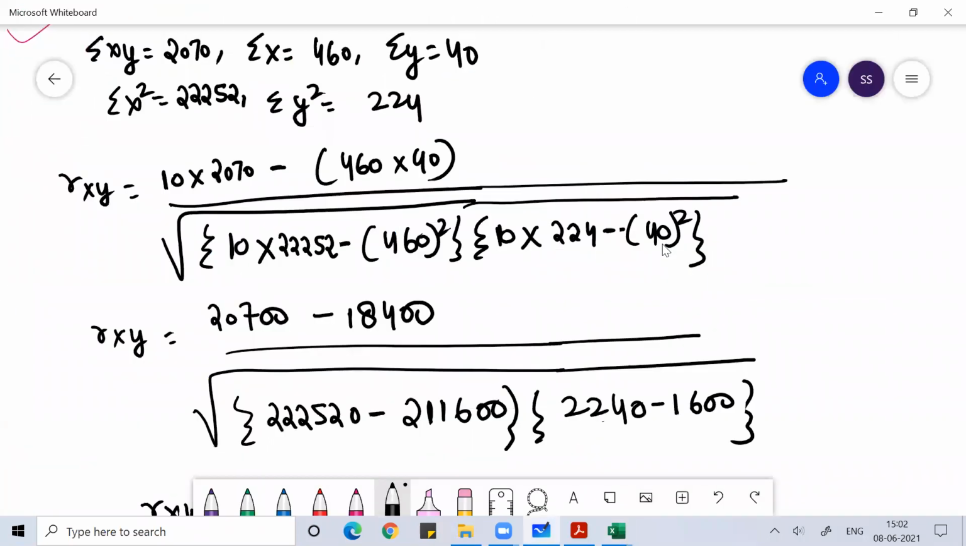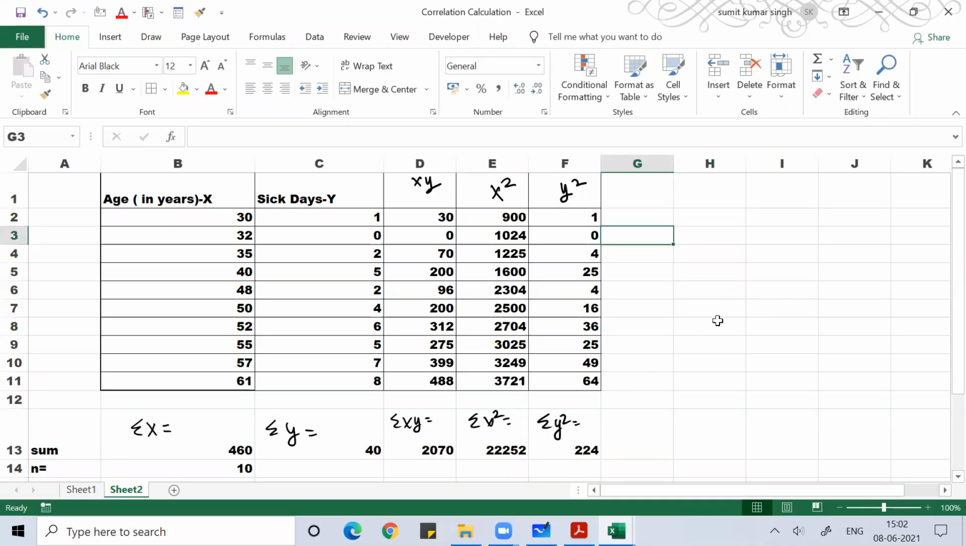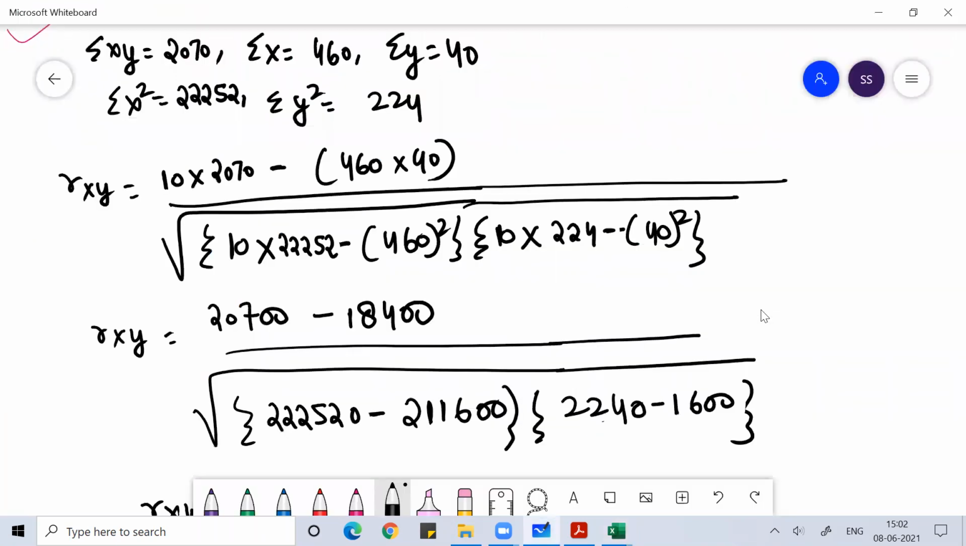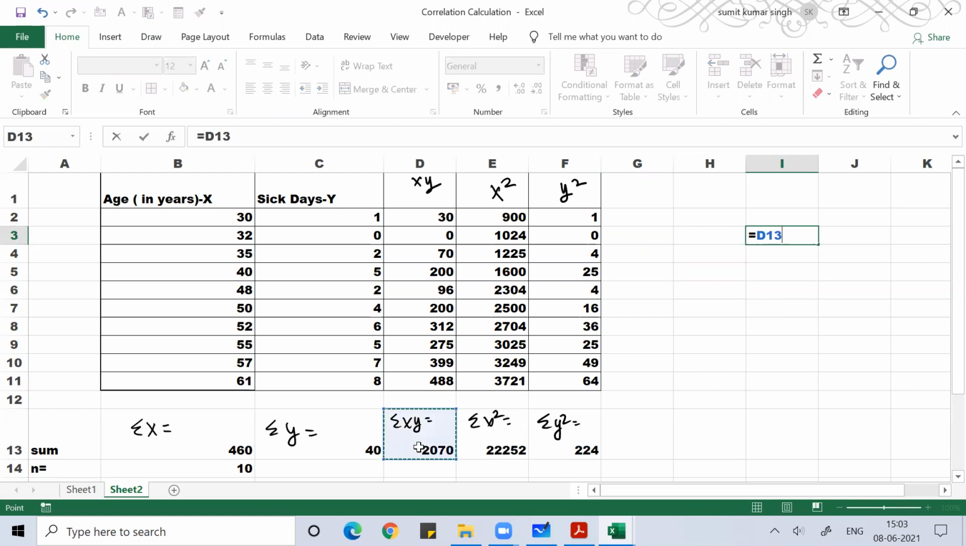So this is 207081. Then this is fine. So this is 20700 minus 18400. Use the calculator and tell me the value. 20700 minus 18400. That is n summation of xy minus summation of x into summation of y.